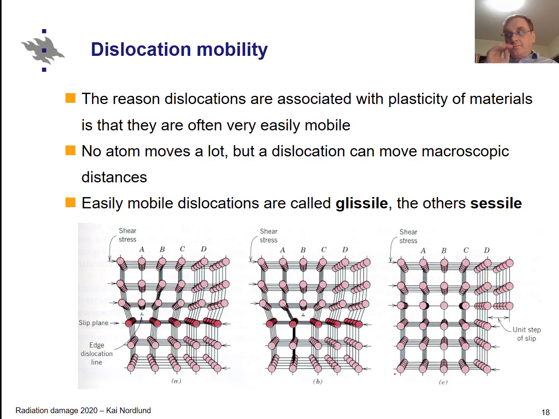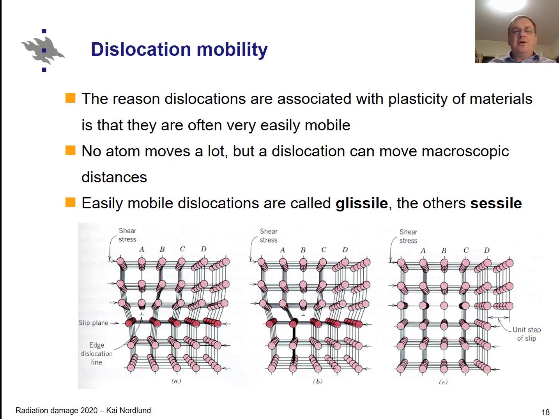Well, and this dislocation mobility is also a key aspect of dislocations. And this is why they are so important for the mechanical properties of metals. The reason for this is that dislocations, in certain crystal directions, are actually very, very easy to move.